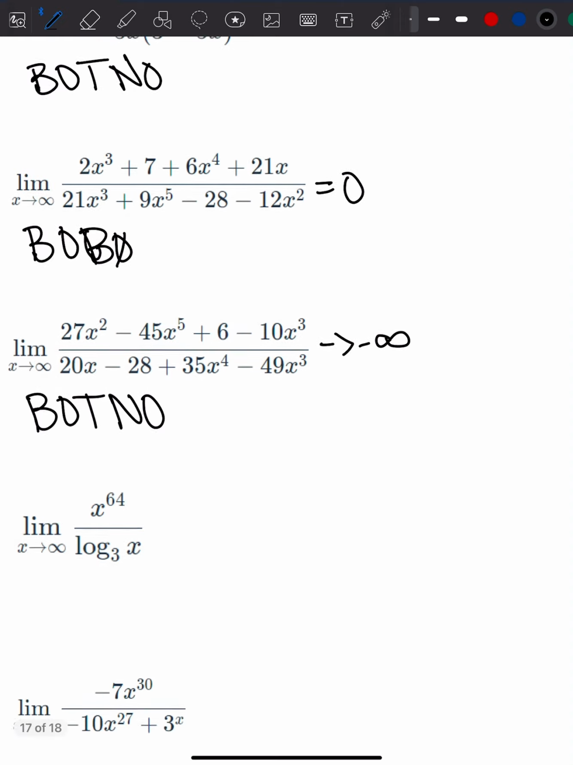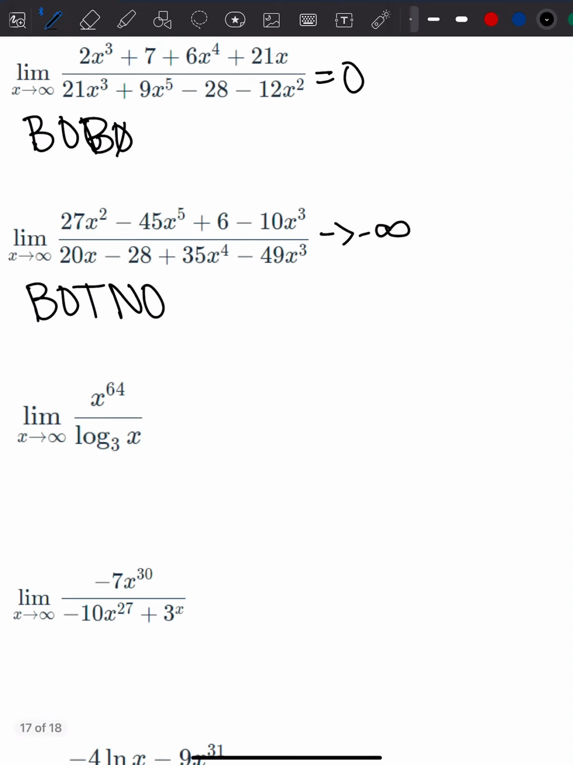Okay, now we're going to look at this polynomial divided by a logarithm. So we have the limit as x approaches infinity of x to the 64th power divided by log base 3 of x. So we need to remind ourselves of the order of magnitude for these functions. A polynomial is going to grow faster than a logarithm. So that means that the top is going to grow faster. So this is another bottom-heavy... I mean, top-heavy case.